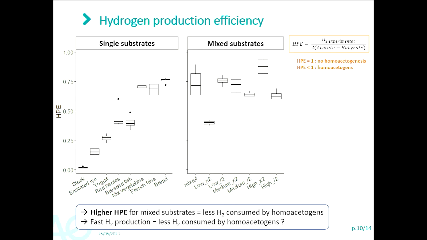So we concluded that we have a higher HPE for mixed substrates, which can show that we have less hydrogen consumed by homoacetogens. So we hypothesize that a faster hydrogen production in mixture condition can prevent the consumption of H2 by homoacetogens.